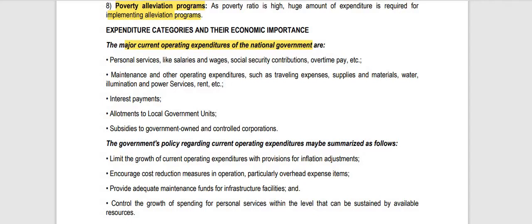So once we say capital expenditure, these are expenses whose usefulness lasts for more than 1 year and which add to the assets of the government. Pero once we say current operating expenditures, matunga siya sa duha. Either personal services and the other one is the maintenance and other operating expenses or MOOE.